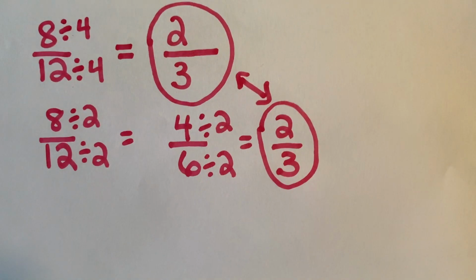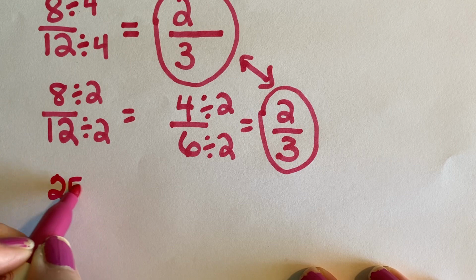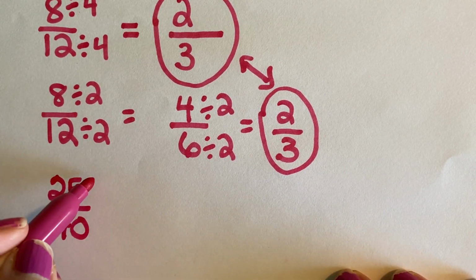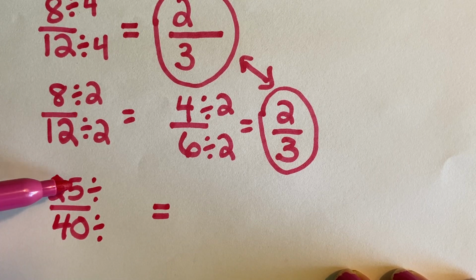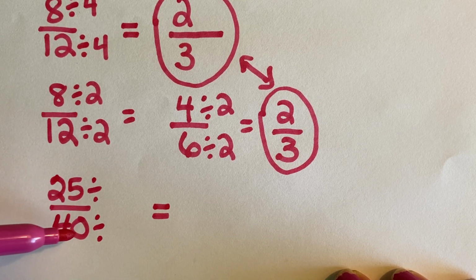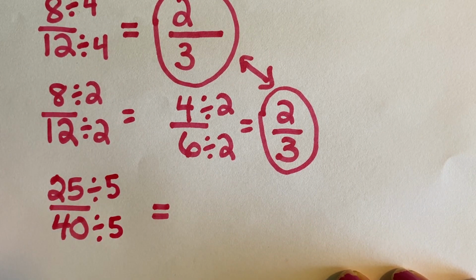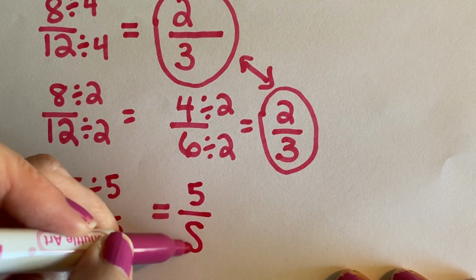Let's do 25/40. Let's simplify that. So we're looking for a number we can divide by, the biggest number we can divide by. And if you're thinking what I'm thinking, I notice that 25 ends in a 5 and 40 ends in a 0. So I definitely know they can both be divided by 5. 25 divided by 5 is 5. 40 divided by 5 is 8.